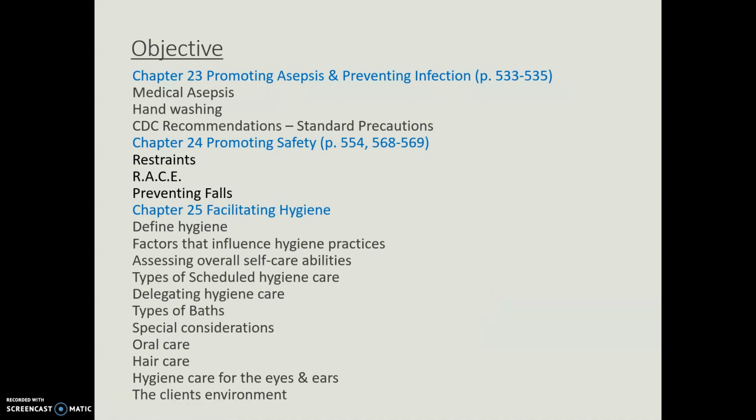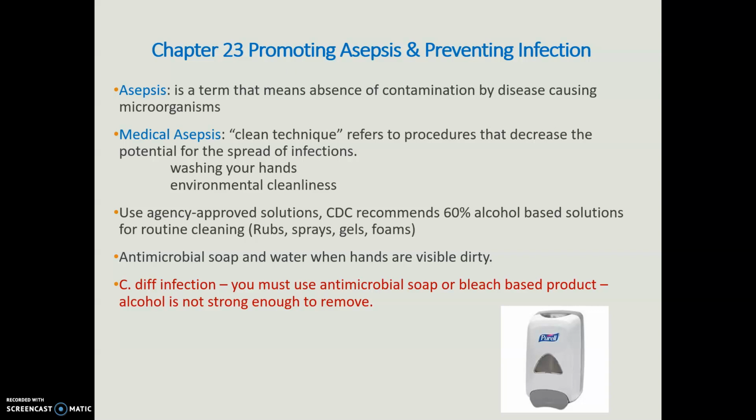So our objectives here come from chapters 23, 24, and 25 related to promoting asepsis and infection, facilitating hygiene, and promoting safety, specifically with restraints. We're going to talk about medical asepsis, hand washing, restraints, and just hygiene in general through the next few modules. So chapter 23 talks about promoting asepsis and preventing infection. First of all, we need to look at what these terms mean.